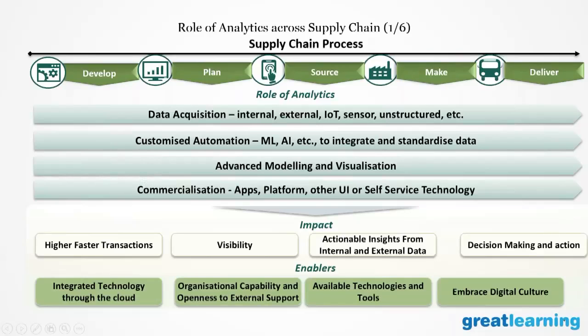Second, within data management, is customized automation. When I say automation, I mean how can you leverage machine learning algorithms, artificial intelligence, or any other basic VBA codes to merge different data sources together and standardize information. So that's again a very important step.